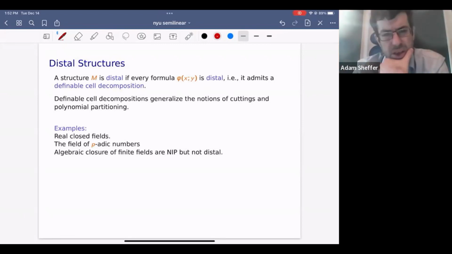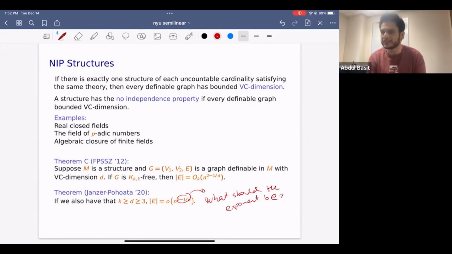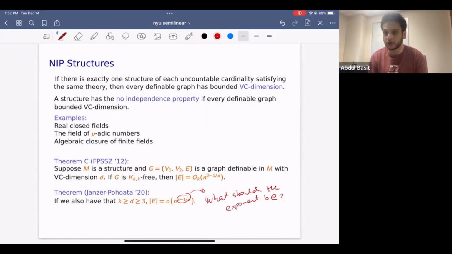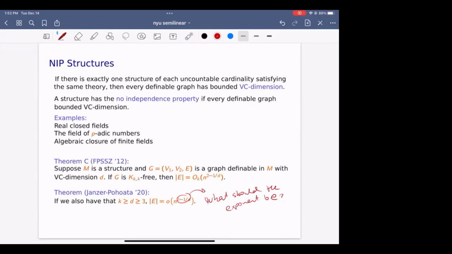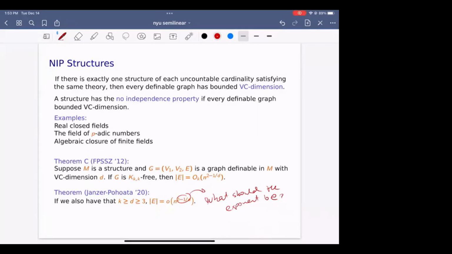I have a question. Yes. Won't the Janzer-Pohoata result fall under distal instead of NIP? In NIP, I think you can already do better in other ways. But it's bounded VC dimension, right? So that's distal, right? No, distal is stronger than that. Distal and NIP are unrelated. For example, the theory of algebraically closed fields is NIP, but not distal. Are they completely unrelated, or is distal a subset of NIP? No. Okay.